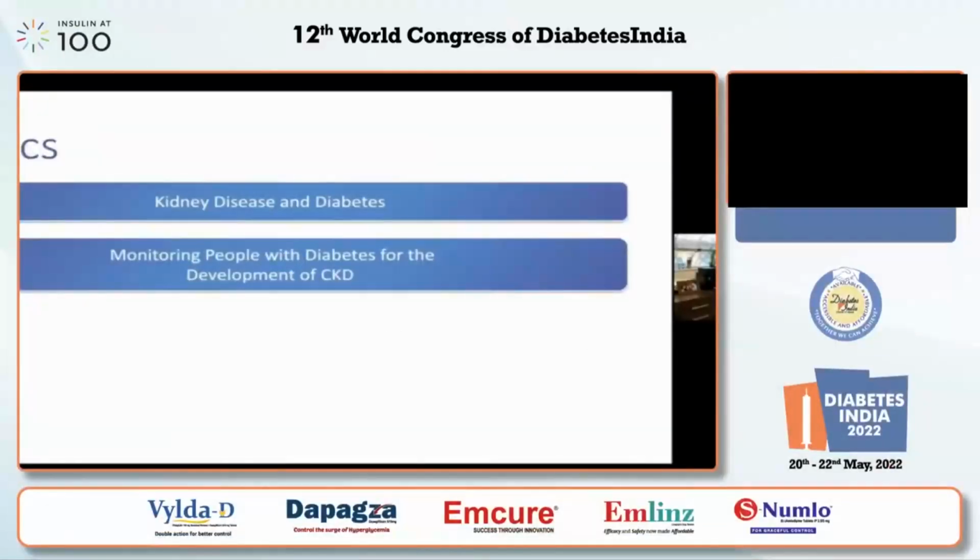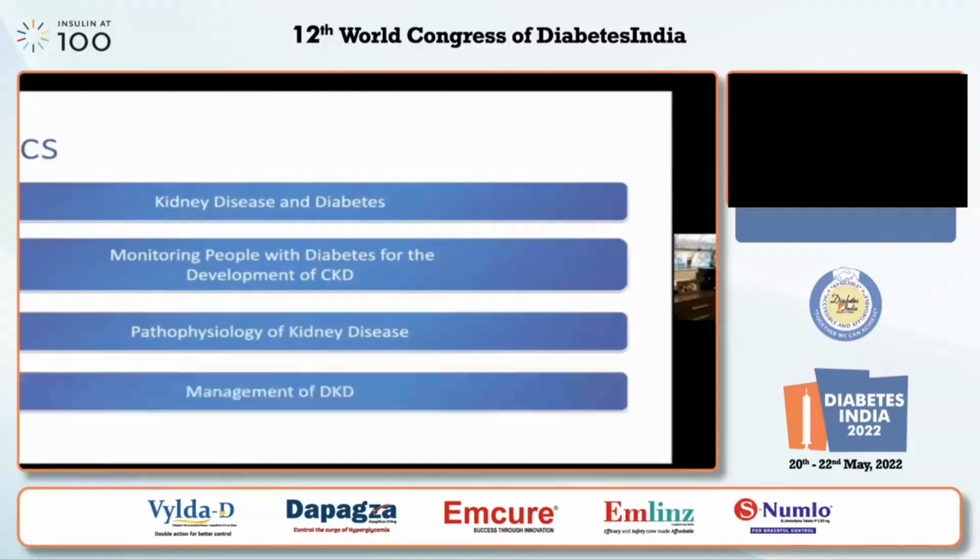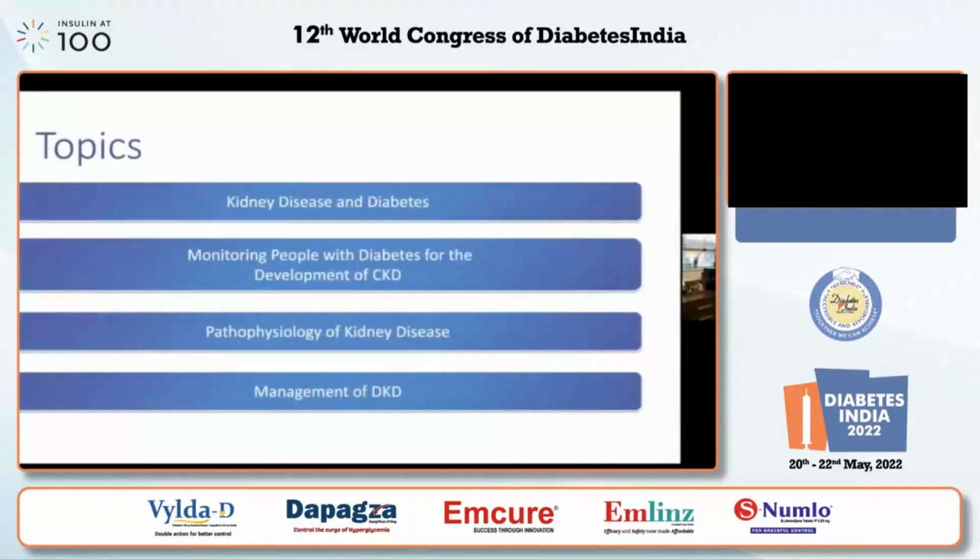So the agenda for today is to discuss epidemiology of kidney disease and diabetes. How should we monitor people with diabetes for the development of chronic kidney disease? Talk a little bit about the pathophysiology, but more importantly, we're going to concentrate on how we should manage patients with diabetic kidney disease. It's such an important and hot topic these days in the diabetes world.